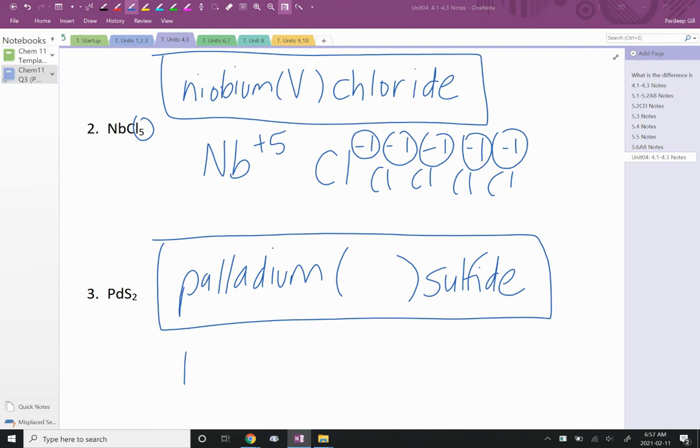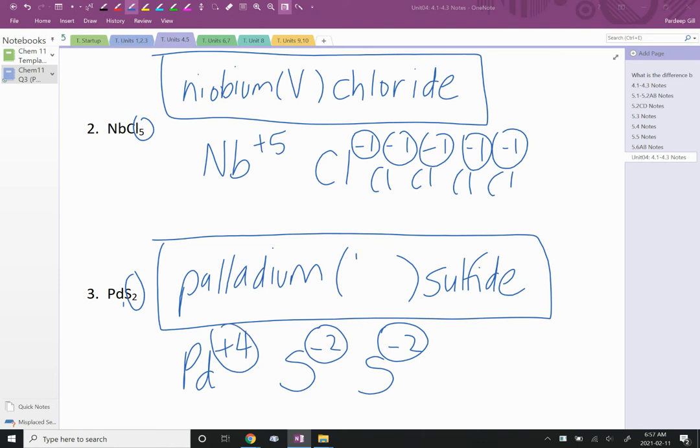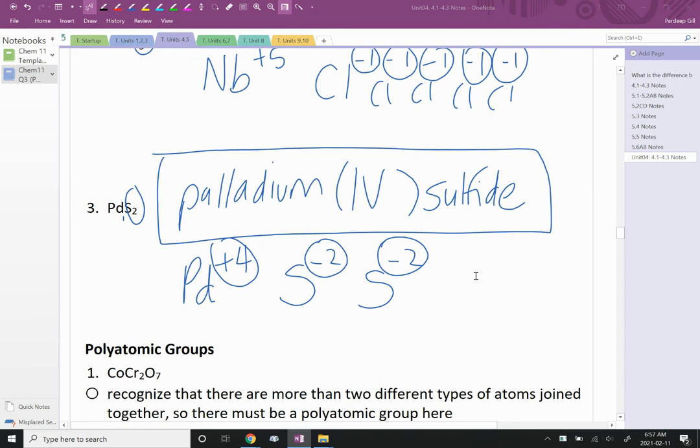So palladium is Pd, and we have one of those. And then we've got sulfur, and we have 2 sulfurs. Each has a charge of -2. So you take a look at the total charge that you have with the nonmetal, so it's -4. So palladium has to be a +4 to balance out the charge. So it's palladium 4 sulfide.